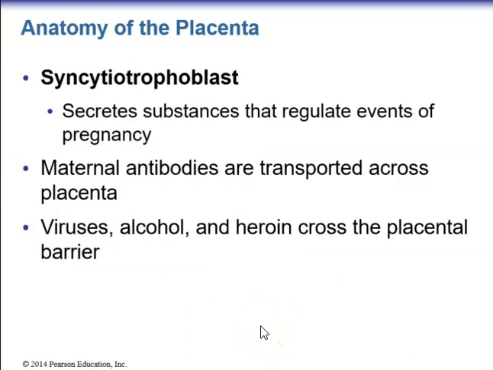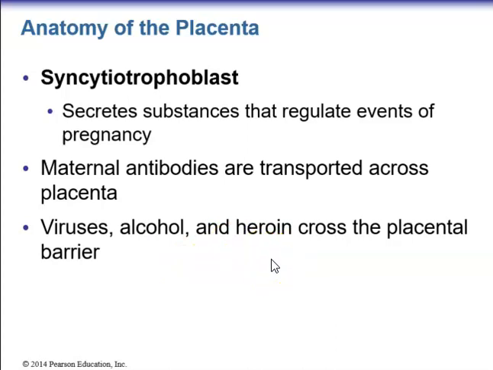The syncytiotrophoblasts is a structure that secretes substances that will regulate the events of pregnancy. We have maternal antibodies that are transported across the placenta, so any immunity the mother might have will be transported to the fetus. Also, drugs or viruses, alcohol, and heroin can cross the placental barrier and have their effects on the developing fetus. That's why it's very important that the mother refrain from any alcohol or dangerous substances that could harm the baby, as well as certain drugs.